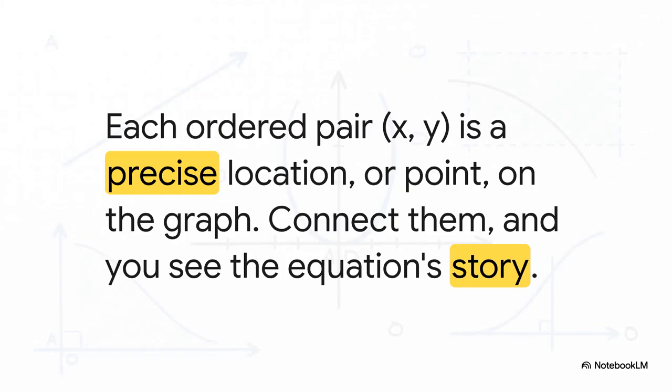And this is where the magic really happens. Each of those ordered pairs we just found is a coordinate, a precise location on our graph. So if we were to plot all those points, like -2, -2, and -1, 1, and so on, and then connect them all, you start to see the equation's true story emerge. It's a perfectly straight line.